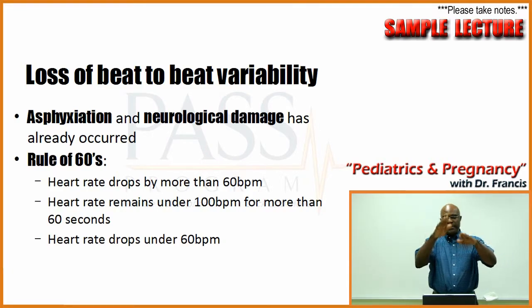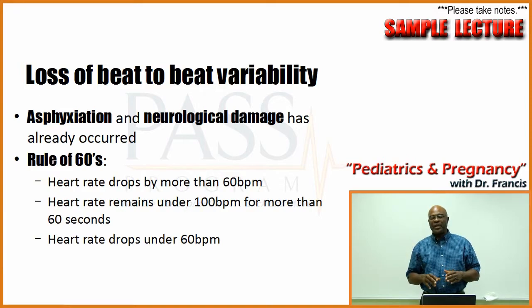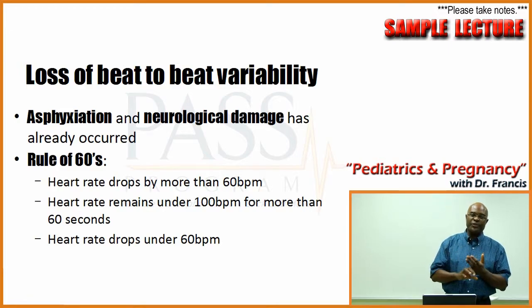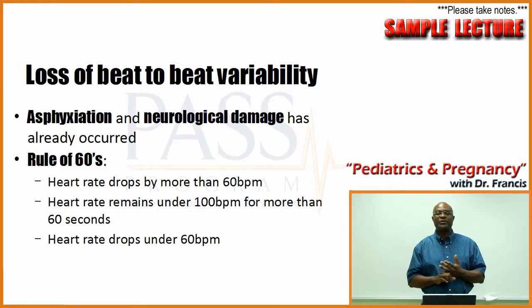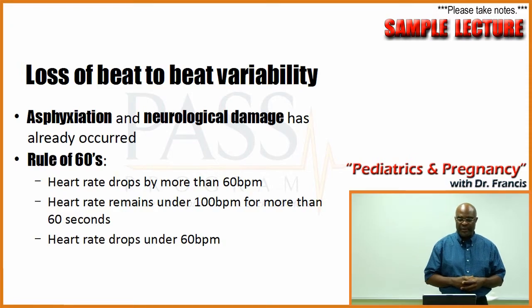So if variability is the norm, between 5 and 10 beats, it then follows that if I see the same number every time, the brain is no longer monitoring the change in blood flow. And therefore, anytime you see this, you have to assume there's been asphyxiation with neurological damage. So we have the rule of 60s that govern this management.